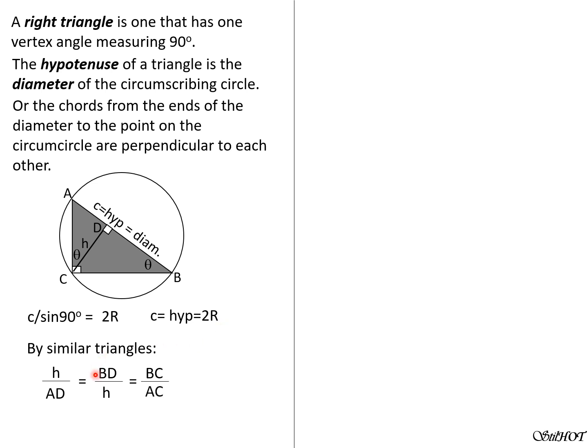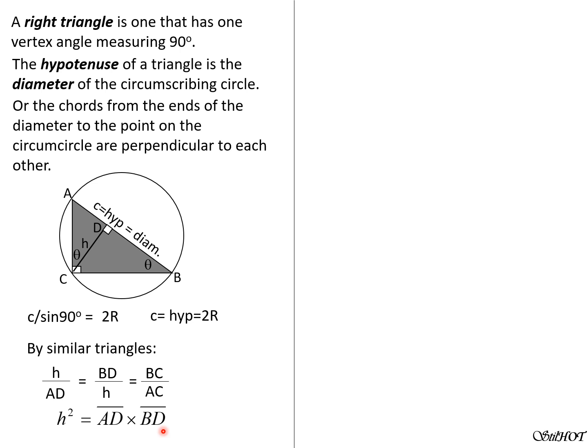So in short, in this equation, h squared equals AD times BD, which is interpreted as: the altitude drawn from the 90-degree angle to the opposite side, the square of that, is the mean proportional to the segments it cuts. These are the segments cut by H, AD and BD. That's why you have AD and BD there.